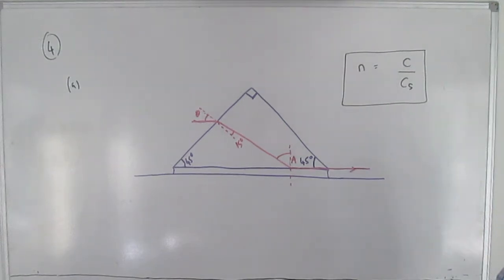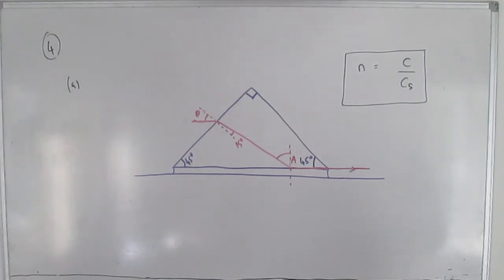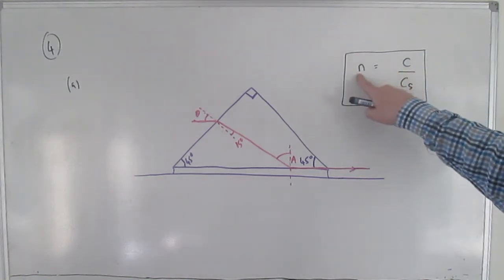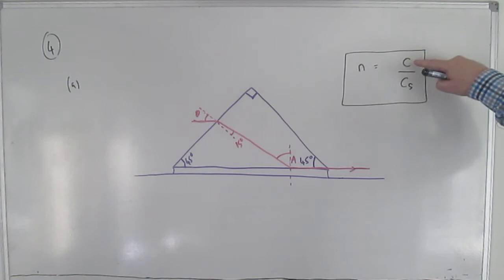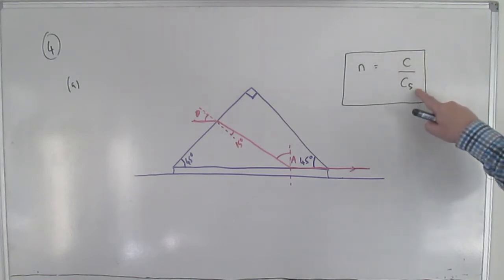In question 4 we have a bit of refraction going on, and first of all it wants to know what the speed of light is within this glass prism. The key to that is this relationship, which is on your datasheet, which tells us that the refractive index of a substance is given by the speed of light in a vacuum divided by the speed of light within that substance.